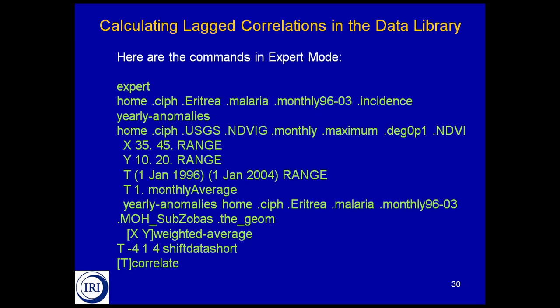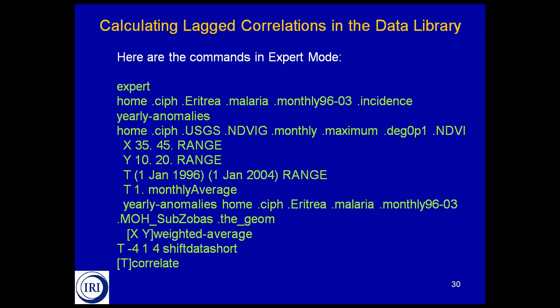And so this is what the full script would look like in expert mode. We select the malaria incidence values, and calculate their anomalies. Then we select the NDVI data from 35 east to 45 east and 10 north to 20 north, over this time period from 1996 through the end of 2003.